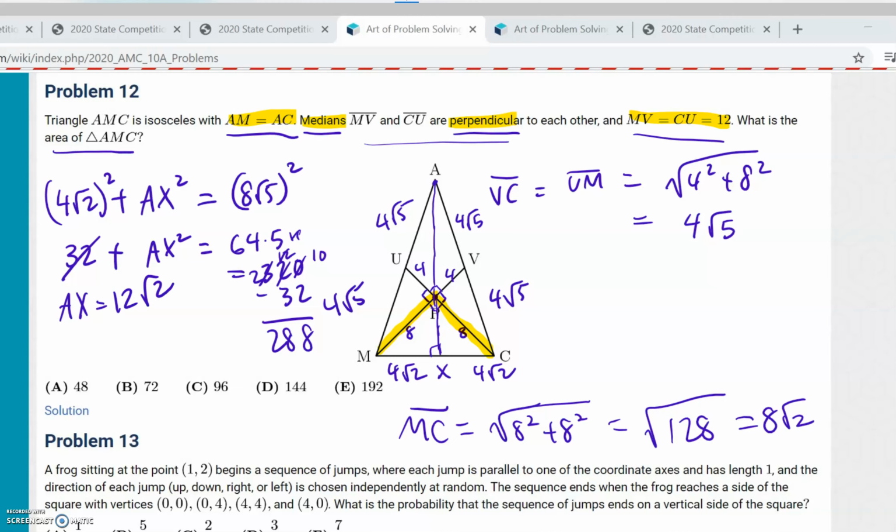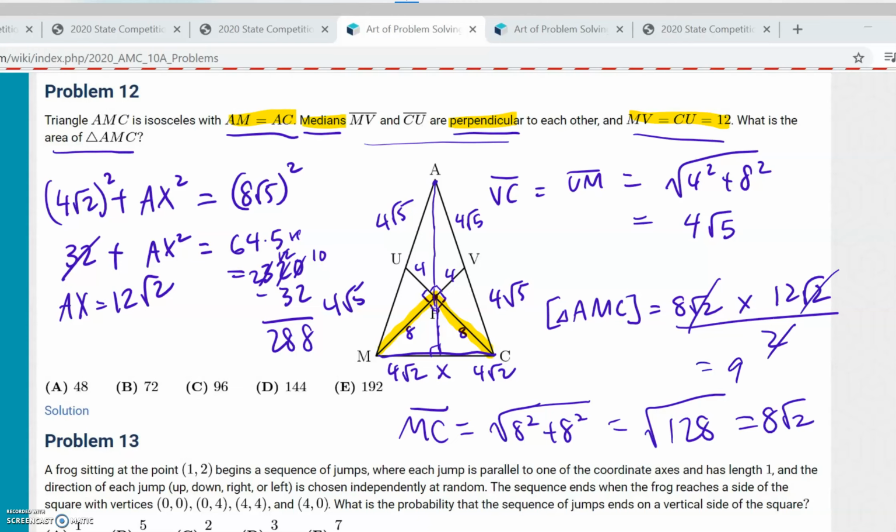Now we can find the area of triangle AMC. The area of triangle AMC, all right, we denote area by these square brackets, and let's just add a triangle sign there. And this is equal to 8 root 2, which is MC, which is the base. Now we multiply by the height, which is 12 root 2, and then we divide by 2. Note that root 2 times root 2 is equal to 2, so we can cancel this part out. Now we just have 8 times 12. This is equal to 96, and we get choice C.